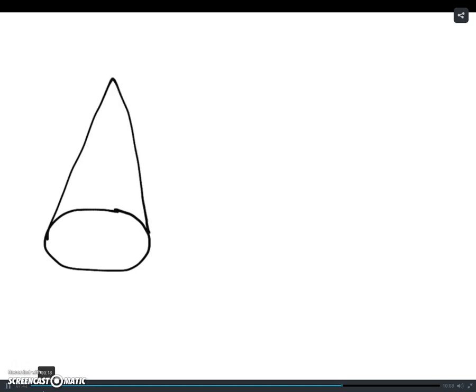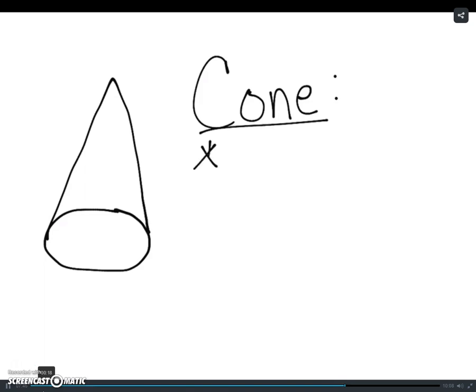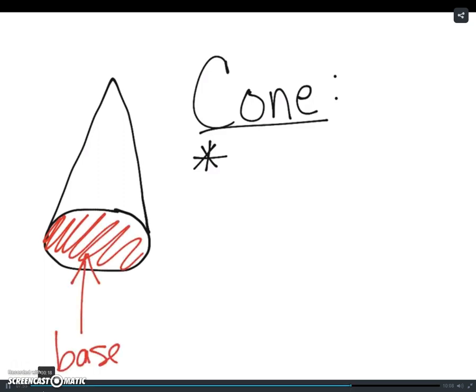Next, what happens if we take a pyramid and make the base of the pyramid a circle? We end up with a cone. Some of you probably remember these as birthday hats. So again, our base is a circle down here, and then we have the radius.